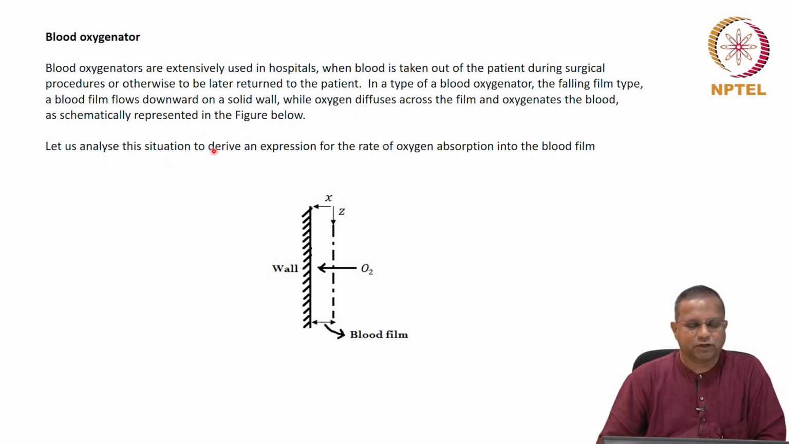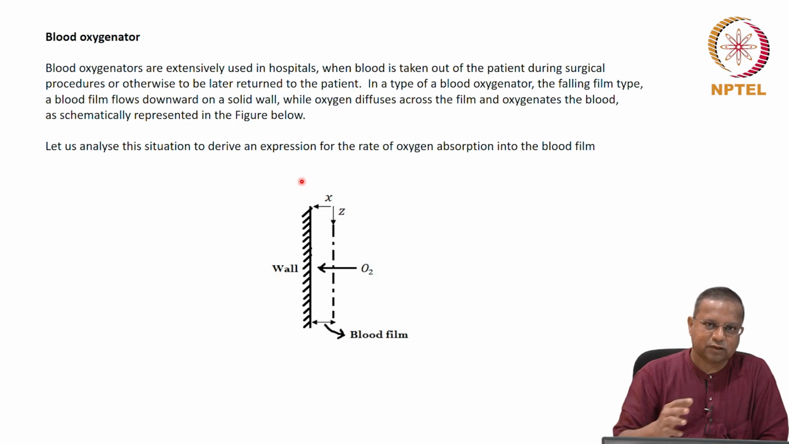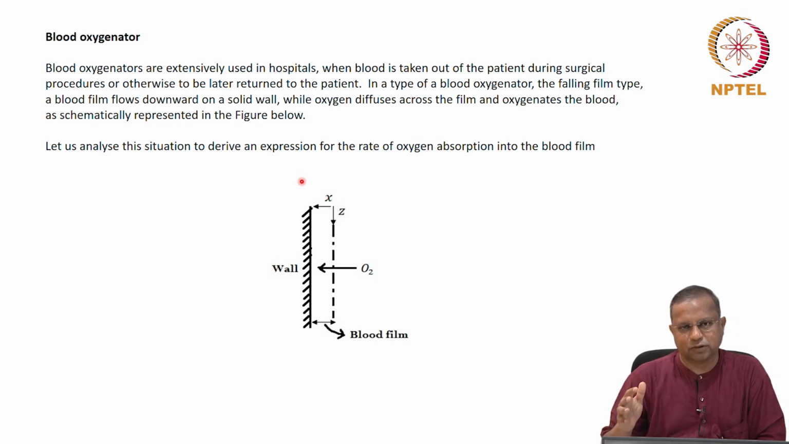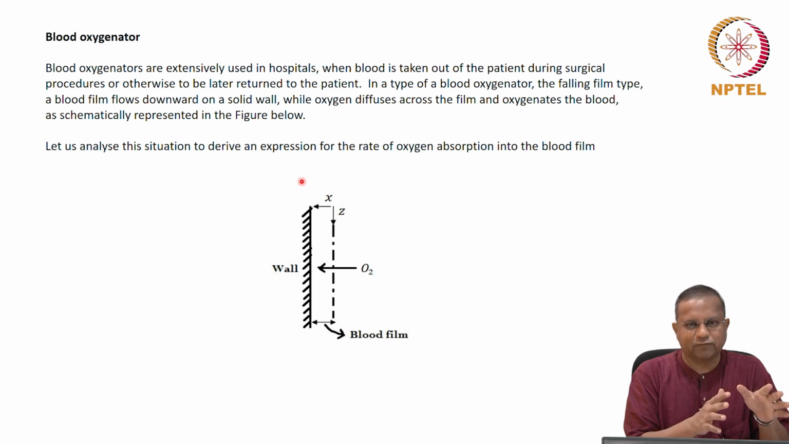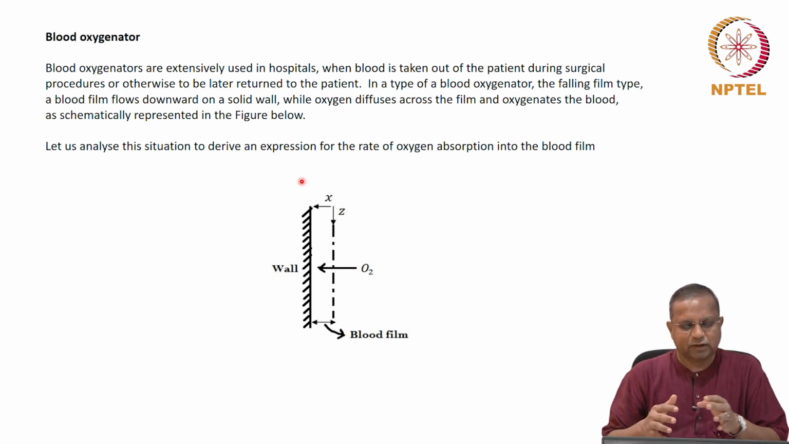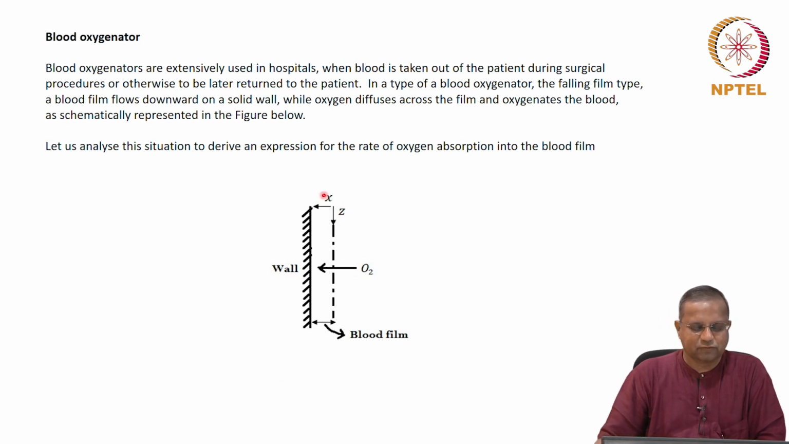Let us analyze the situation to derive an expression for the rate of oxygen absorption into the blood film. As you realize, the rate of oxygen absorption is a key design parameter. You need to know whether you are able to restore the oxygen level in the blood to the previous levels, or to the levels that are needed, just by a simple pass through the oxygenator. So that is the crux of the design of the oxygenator, and therefore we are looking at that in this particular problem.